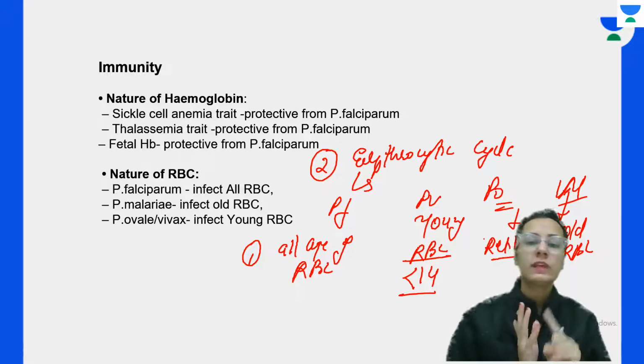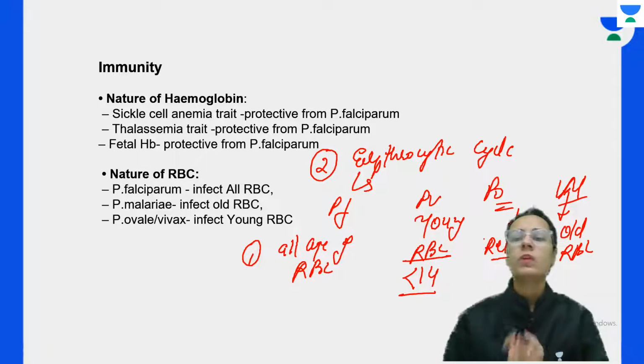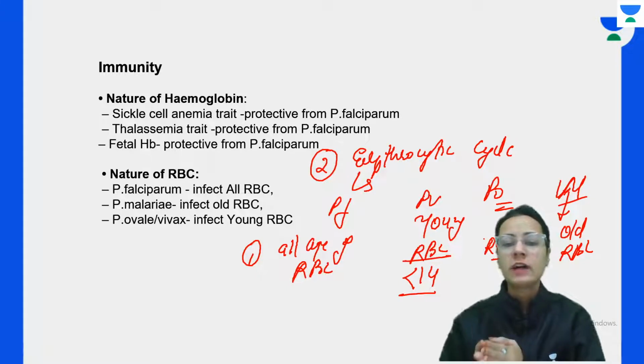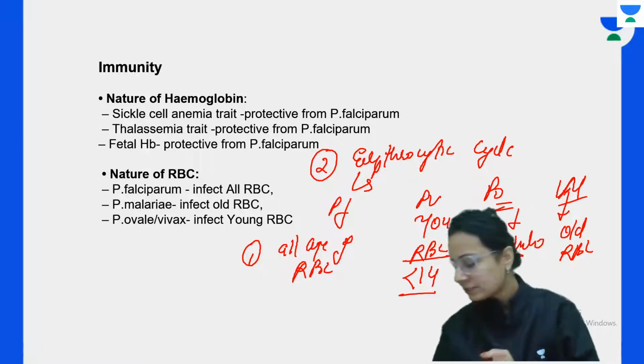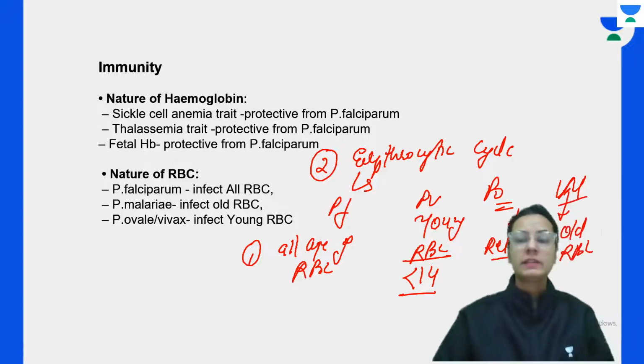And in the case of the erythrocytic cycle, falciparum involves all the ages of the RBC. Then we have the vivax, ovale, and malariae. Vivax and ovale mainly involve the young RBCs, and the vivax involves the RBCs that are less than 14 days old, and malariae involves the old RBCs.